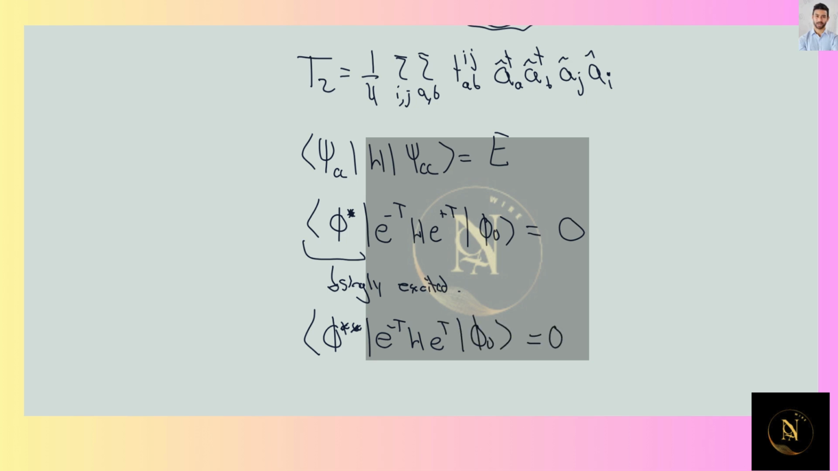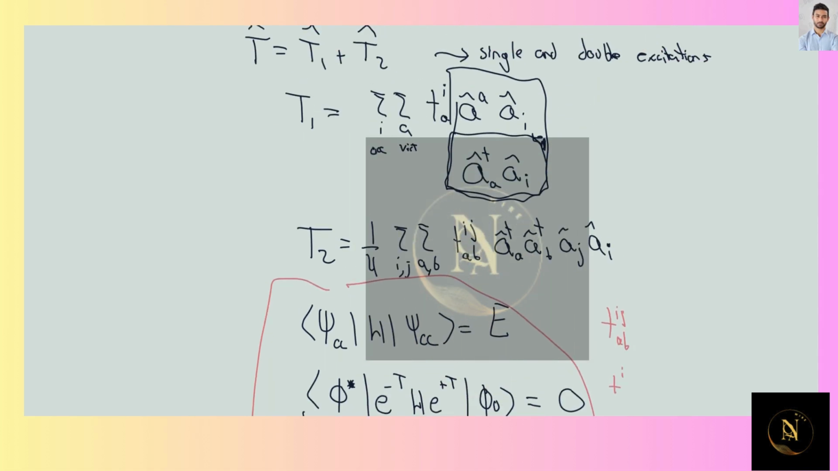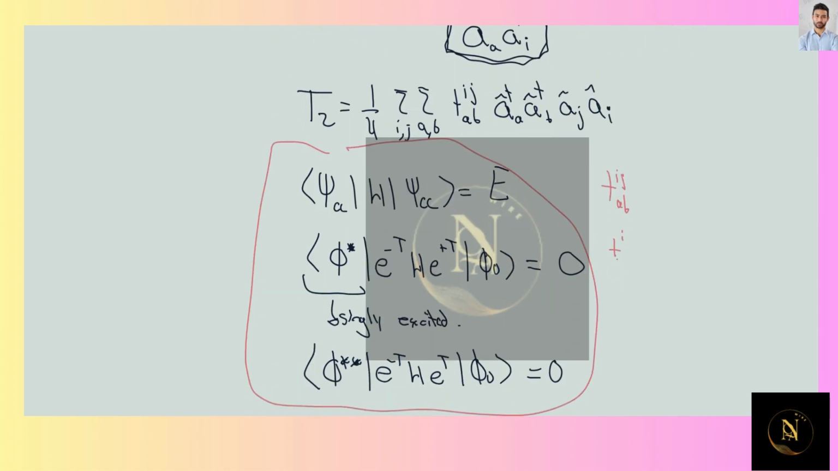And the solution of these equations is going to give you the set of parameters T_ij^ab and T_i^a that we got over here. So those solutions are going to give us the energy. Recall that these guys are going to be called cluster amplitudes.